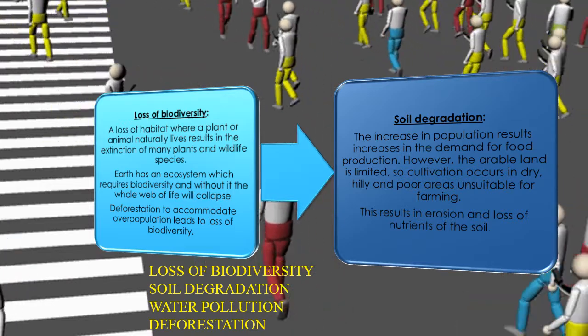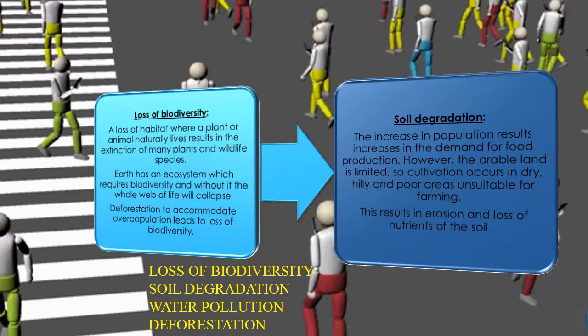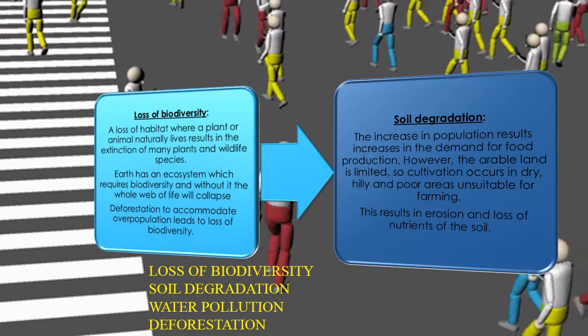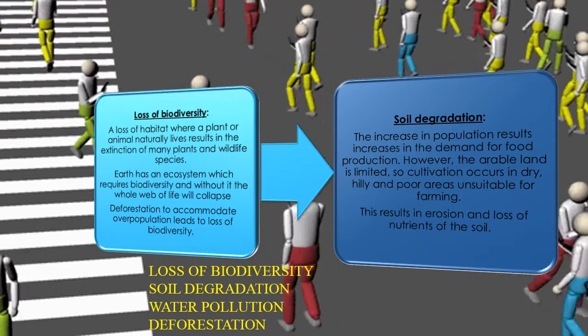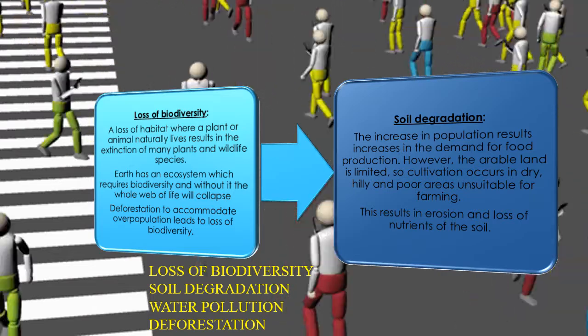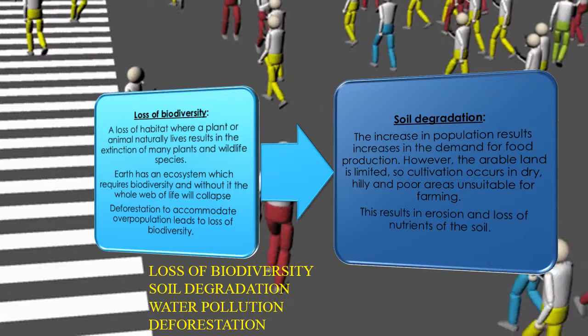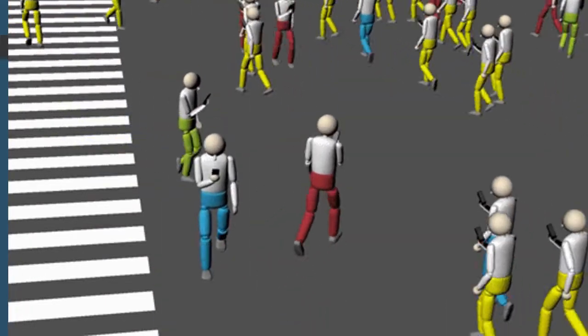Next, we'll move ahead and learn soil degradation. The decline in soil condition caused by its inappropriate use for agriculture, industries, or urban purposes is termed soil degradation. The increase in population results in an increase in demand for food production. This results in erosion.